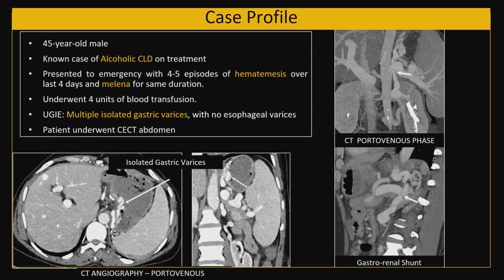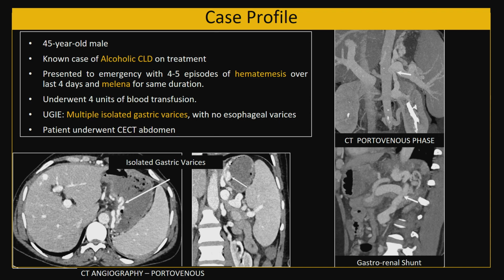So coming to the case, a 45-year-old male who has alcoholic CLD presented again to the emergency with hematemesis and melena, and the patient has typically isolated gastric varices with no esophageal varices. So we did the CT, in which we have seen multiple varices projecting within the stomach lumen, and this is the source of bleeding.